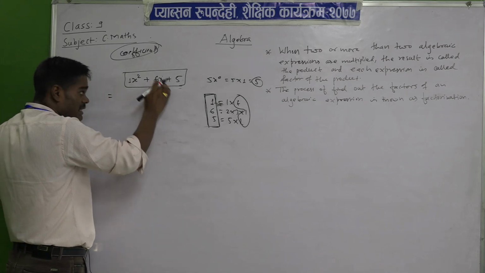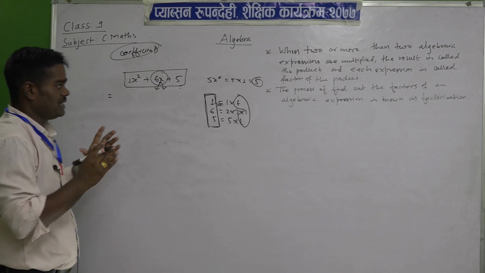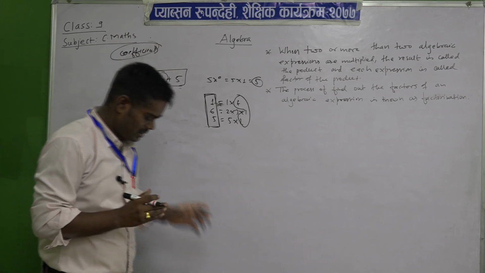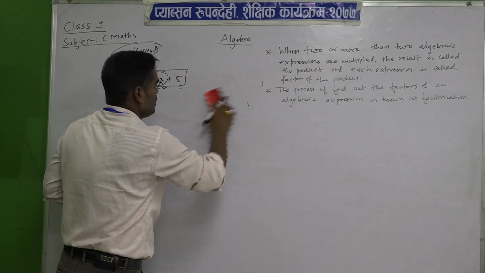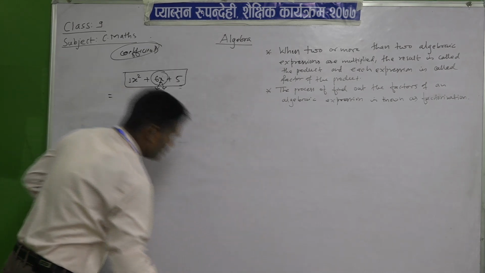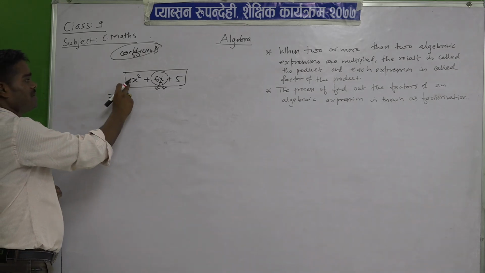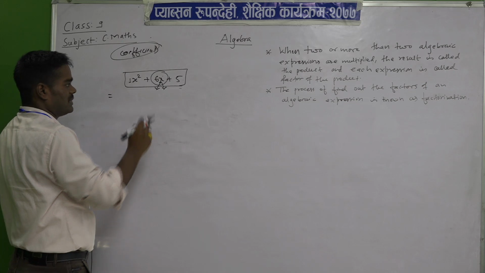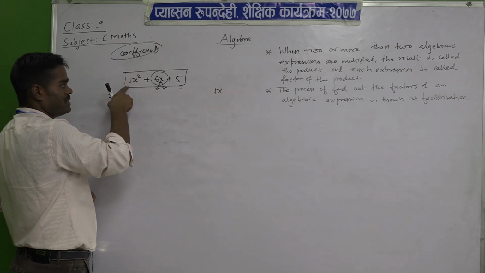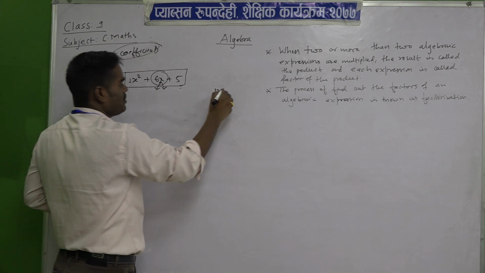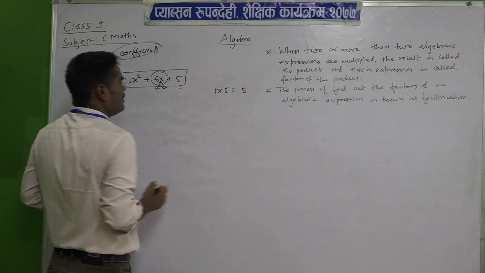So you have to split the middle term coefficient into 2 parts. In what way you have to split? Let's see. So what is the rule? The rule is that firstly you have to multiply the coefficient of the first term and the last term, that is the third term. The coefficient of the first term is how much? 1. And the coefficient of the last term is what? 5. So 1 times 5.